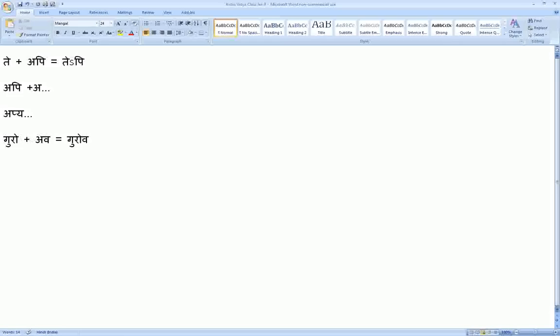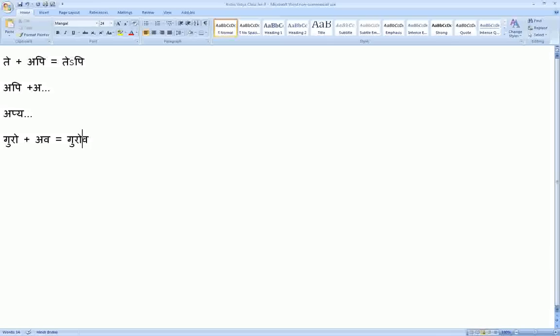It was like this, guruva. But nowadays, to make it easy for us, they put the avagraha. So avagraha is also the editor's choice. That is not in the original, because this is a vak parampara, a spoken tradition. So that means that if avagraha is there, it is not in the original text.